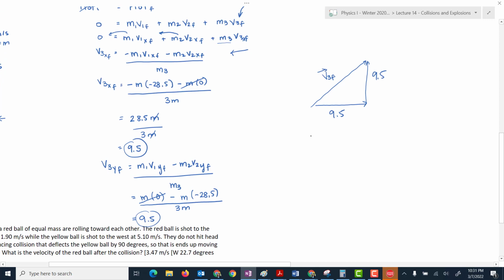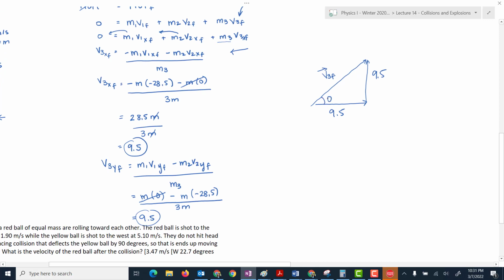Okay, so I can find the direction of it first if I like. So I could say tan theta equals opposite over adjacent, and then solve for theta, which is the tan inverse of the opposite side, which is 9.5, over the adjacent side, which is 9.5. And when I do that, I get tan inverse of 1, which is 45 degrees.